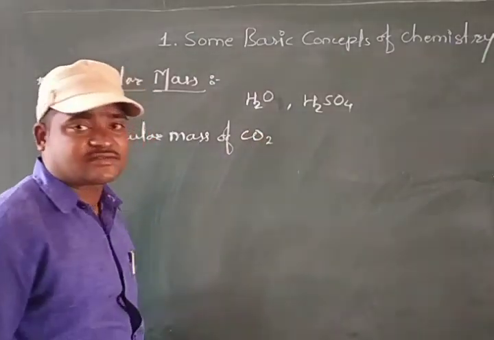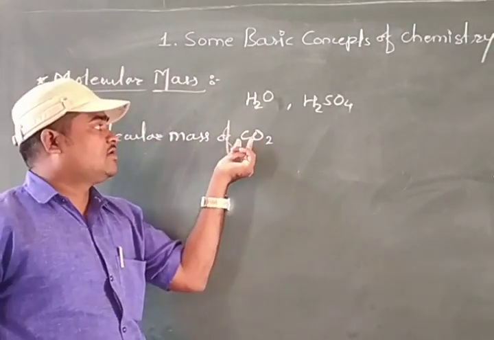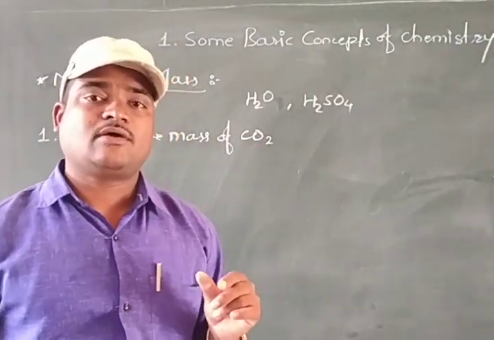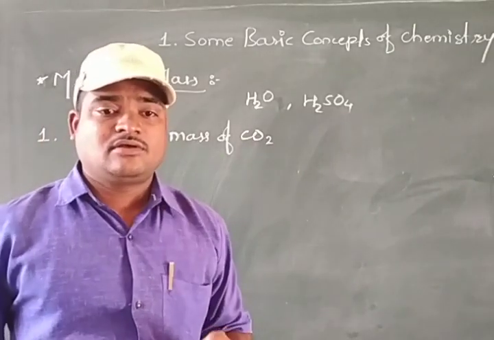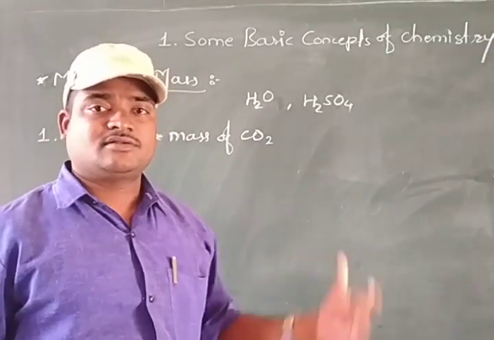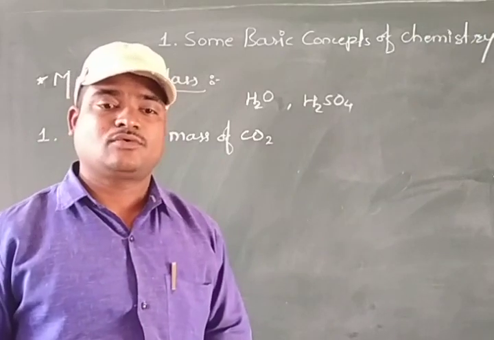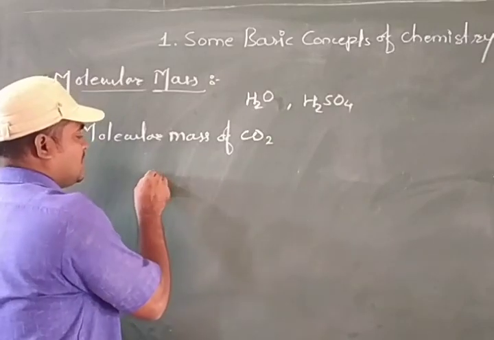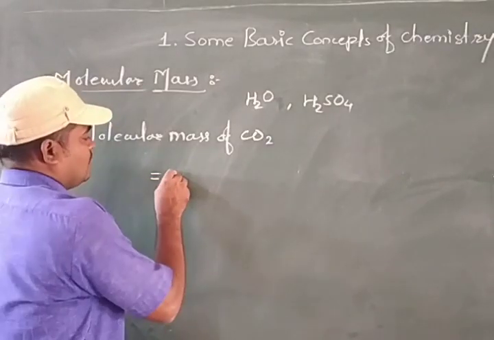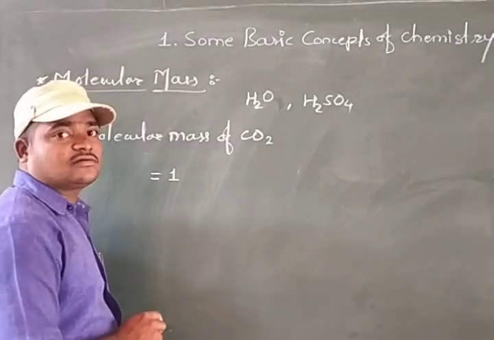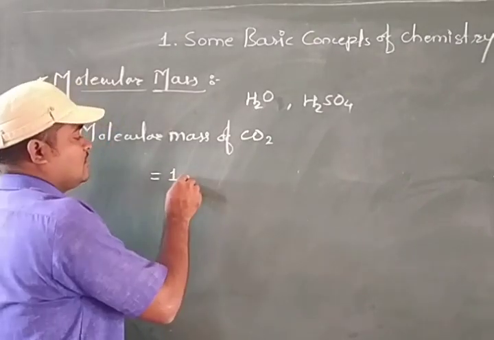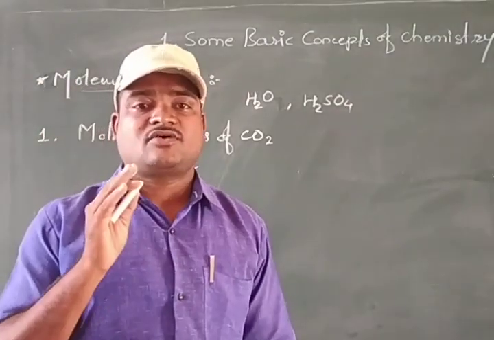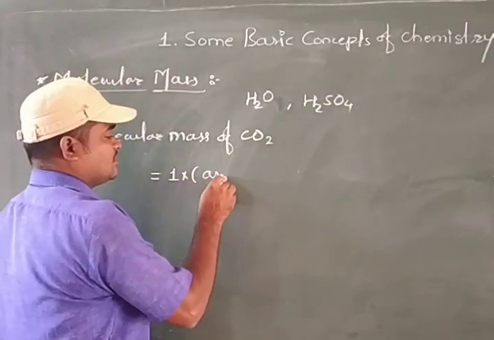CO2. Students, in this CO2, carbon dioxide, one element is carbon and another is oxygen, and we should know their corresponding average atomic masses. So what is the formula to find the molecular mass of CO2? That first we will learn. Look here: the number of carbon atoms, first of all we take 1, multiplied by, inside the bracket, the average atomic mass of carbon.